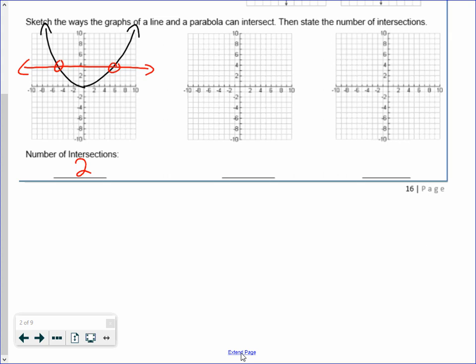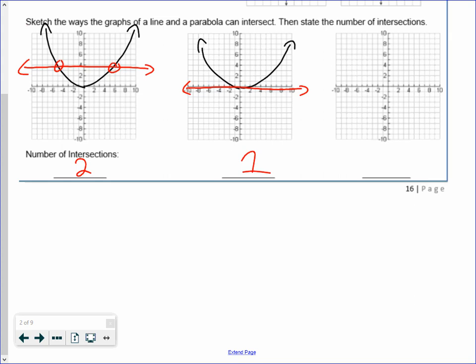We could also have a quadratic, and let's just stay with the parent function, the parent quadratic, just like that. And we could have our straight line go right over the x-axis to only touch the quadratic right at its vertex. Or let's just pretend that's only its vertex. And we'll only have one intersection.